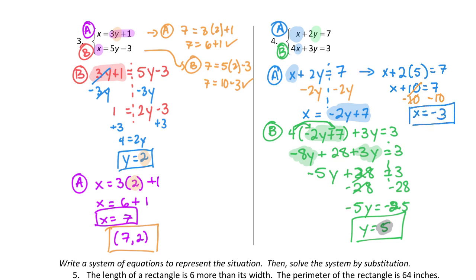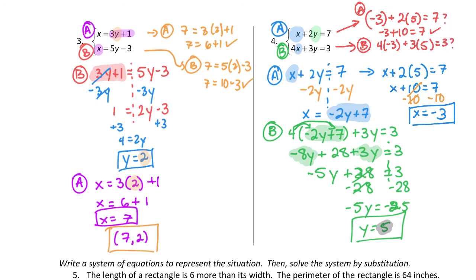Now we just want to double check that these are correct, so I'm going to plug the negative 3 and the 5 into here, so I get negative 3 for my x plus, so this is equation A, plus 2 times 5. We want to see, does that equal 7? I get negative 3 plus 10, and I can see that does equal 7. Then let's try this for equation B. 4 times negative 3 plus 3 times 5. And we want to know, does that equal 3? I get negative 12 plus 15, and that does equal 3. So we are good. We checked it out. We know 100% that negative 3, 5 is the solution to this system.